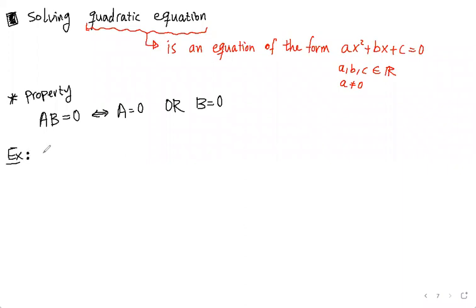Example, solving a quadratic equation that looks like x squared plus 5x equals 24. How can I start thinking about this one? I have to make the quadratic equation look like this: ax squared plus bx plus c equals 0. This is the first thing. Second, I have to factor the quadratic equation. Third, I have to use the property. So as steps: first, make it equivalent to the equation ax squared plus bx plus c equals 0. Second step, factor it. Third step, use the property.